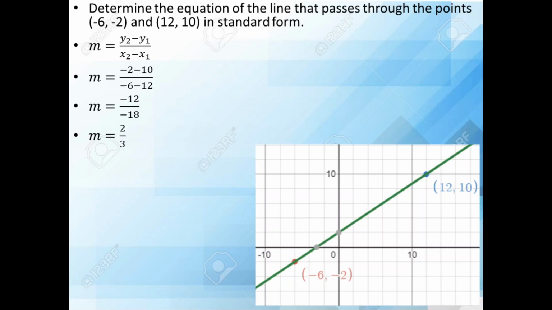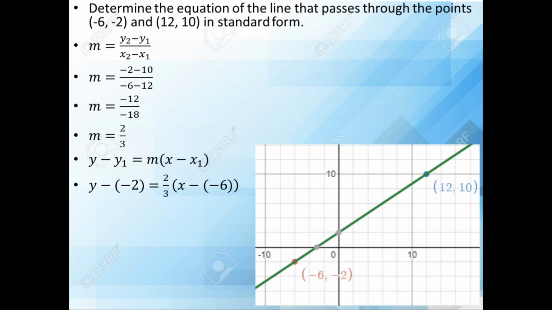Since we want our equation in standard form, the formula that we will use will be y minus y1 equals m times x minus x1. So in this instance, I'll substitute the (-6, -2) coordinates. Remember, either coordinates will work. Why? Because both of them are on the same straight line, both of them will satisfy the same equation. So here, I'll have y take away -2 is equal to 2/3 times x take away -6.